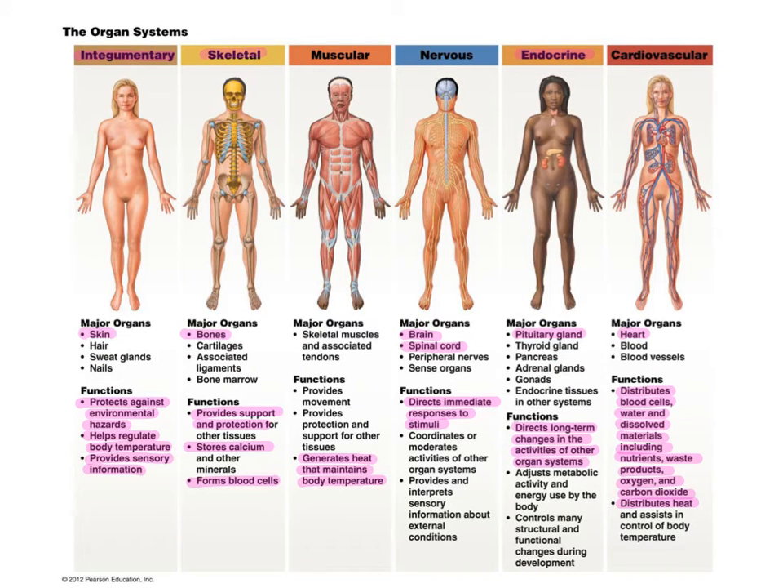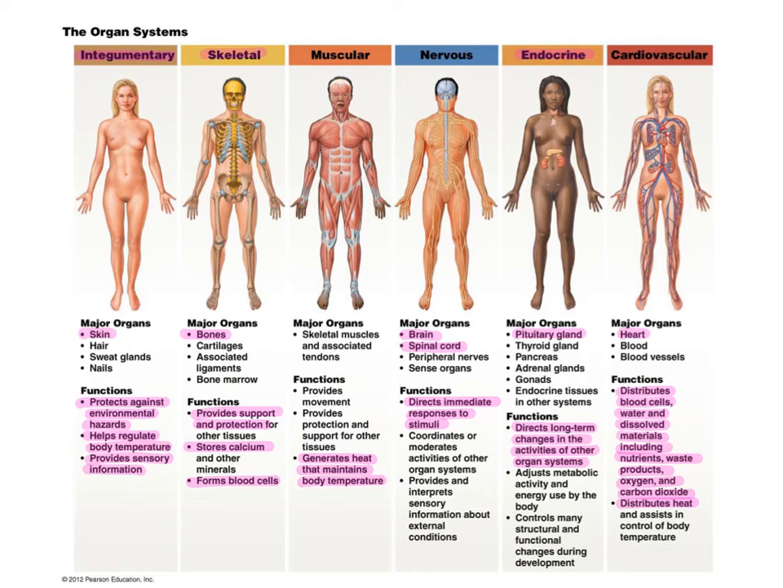Of those 11 systems, let's go ahead and name the system, the major organ, and the overall function. The first system is the integumentary system. The major organ would be the skin, and the major function would be to protect against environmental hazards. Secondly, the skeletal system. The major organ would be the bones, and the major function would be to provide support and protection for other tissues. Third would be the muscular system. The major organ would be the muscles, and the major function would be to provide movement.